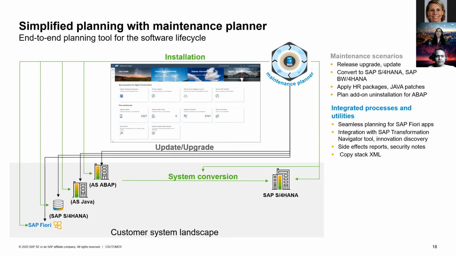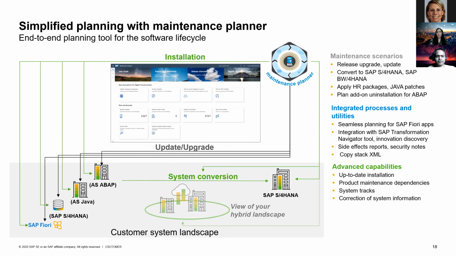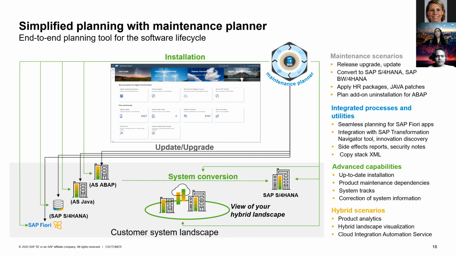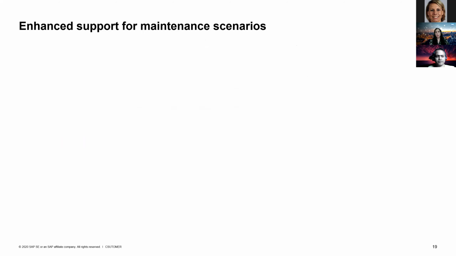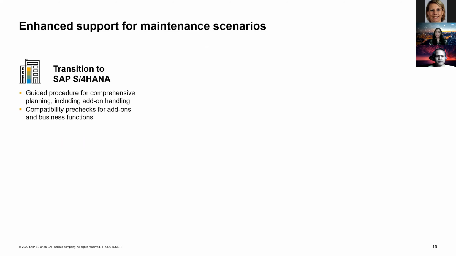We have a lot of integrated processes and utilities. We'll take a look at some of them in a while. We have a lot of advanced capabilities that I'd like to touch upon. And now we also offer these hybrid use cases that we support. We saw product analytics, landscape visualization, and cloud integration automation service. So the intention of this slide is to give you an overview of all the major functionalities that Maintenance Planner delivers. Now let's take a look at some of them in a little bit more detail.